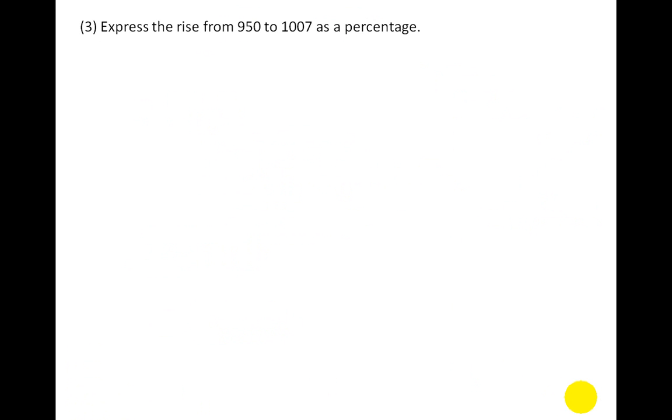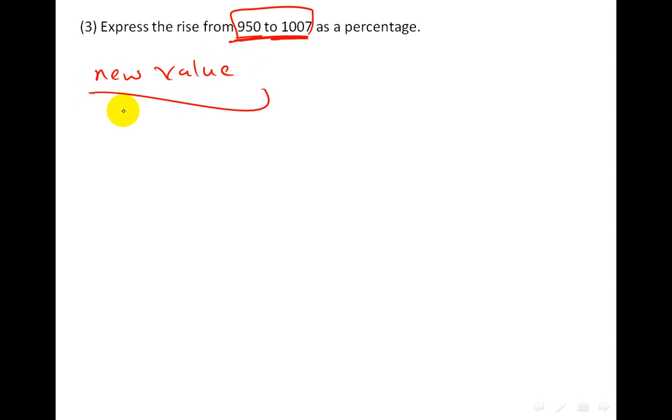Express the rise from 950 to 1007 as a percentage. So here, first thing you have to know what's the difference, or you have to relate these two values together. What's their quotient? That means I just want to make the new value over the old value, and it will be 1007 divided by 950, and you'll find here 1.06.